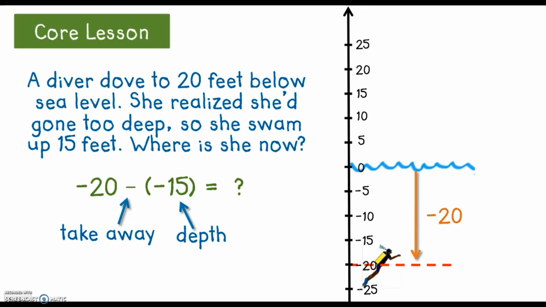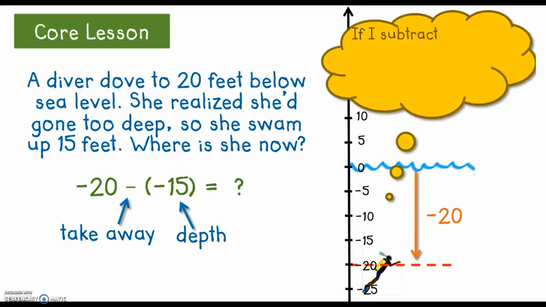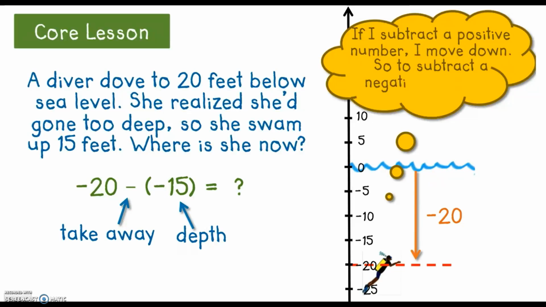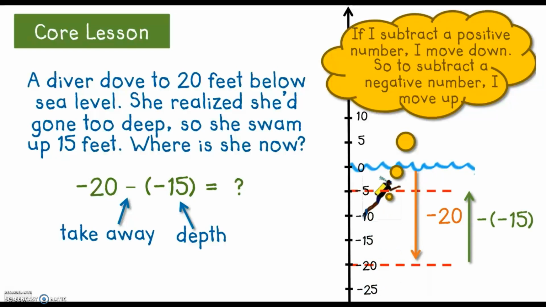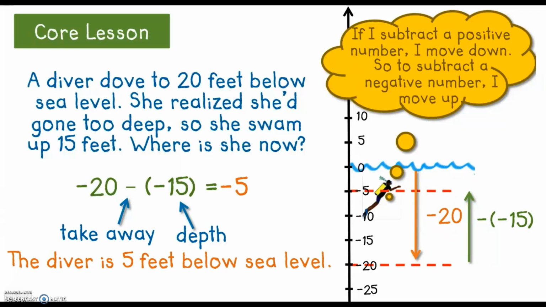She starts at 0, swims 20 feet down. Again, if I subtract a positive number, I move down. So to subtract a negative number, I must move up. We are taking away some of the depth. The answer is -5. The diver is 5 feet below sea level.